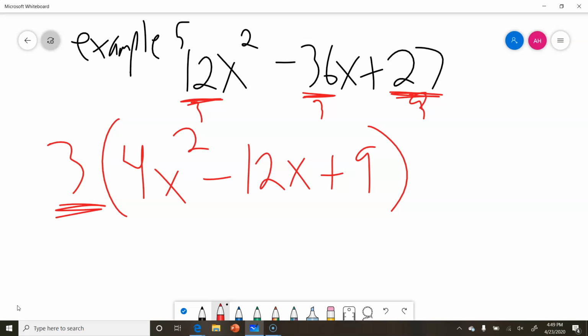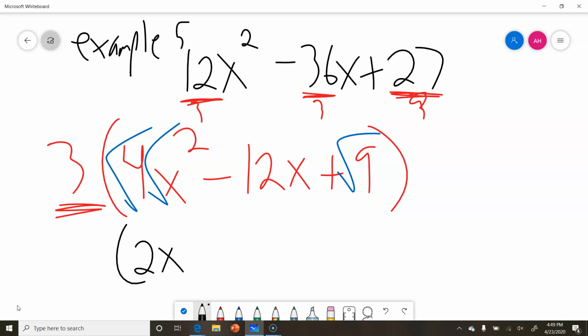Now I just leave this 3 here, and now I do my thing. I take the square root of the 4, the square root of the x squared, and the square root of the 9. So I come down here, I'm going to have 2x, that's that square root, and 2x. I take the square root of the 9, which is a 3 and a 3.